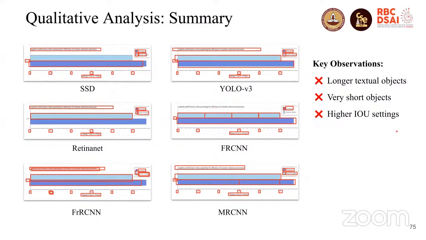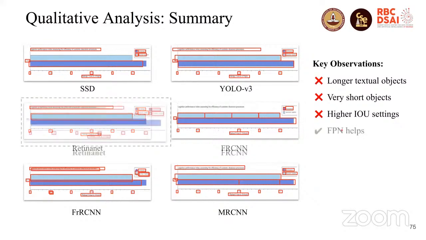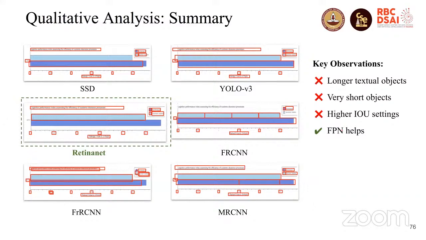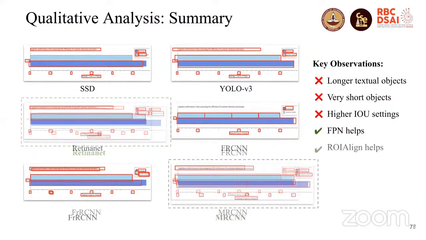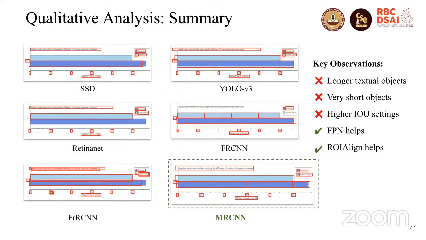And they don't work very well at higher IOU settings like this box here, which is acceptable in natural images, but from the point of view of reading the value of this bar graph, this is not acceptable. Right? The good thing is that the feature pyramid network works very well. And the ROI align method, which does a better approximation of the features, also works well.